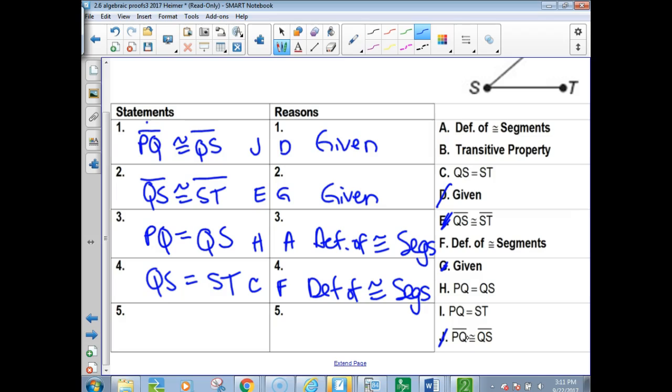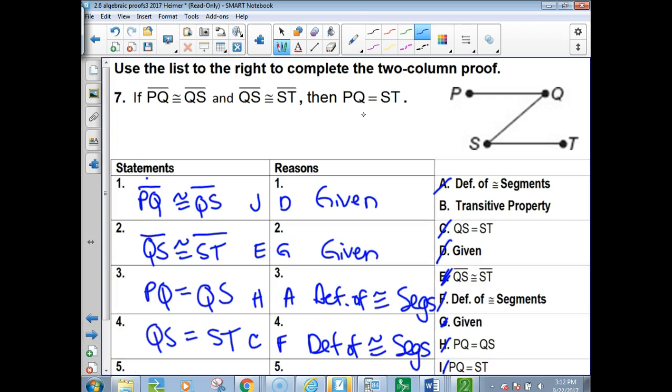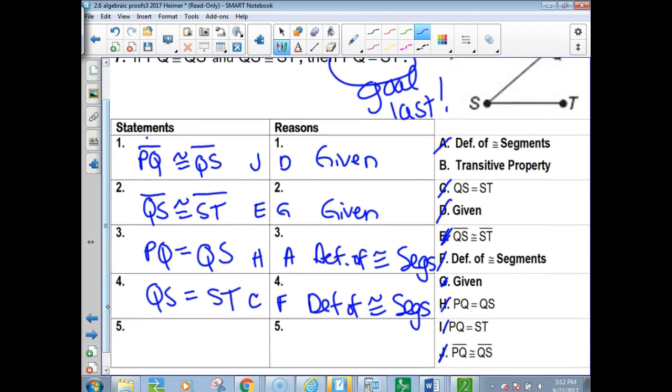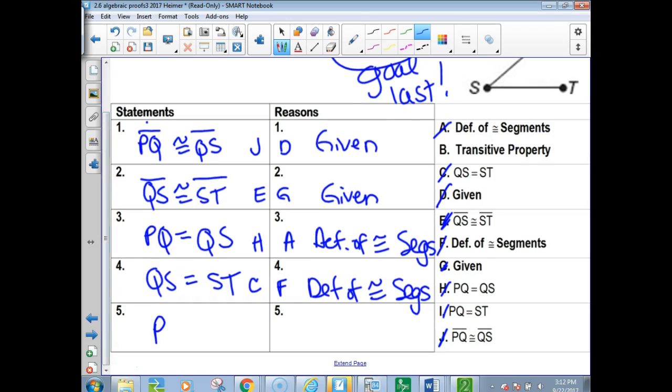I don't have a whole lot left here to do. What was my goal in the first place? I forgot to cross some of these off. My goal was, let's see, to prove PQ equals ST. This is the goal. It goes last. So it should be on the last line that PQ equals ST. And then we think about what we had up here. We had PQ equals QS, QS equals ST, so PQ equals ST by the transitive property.